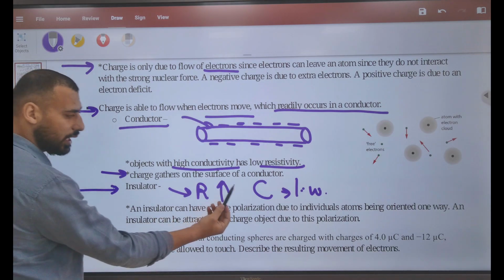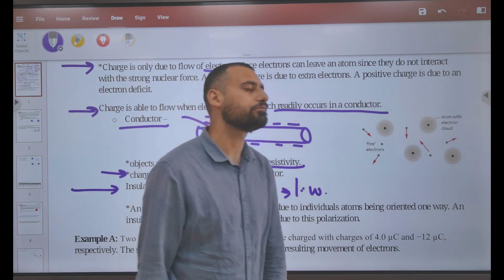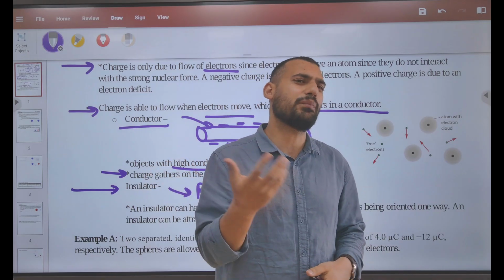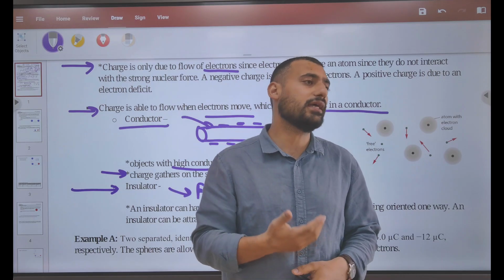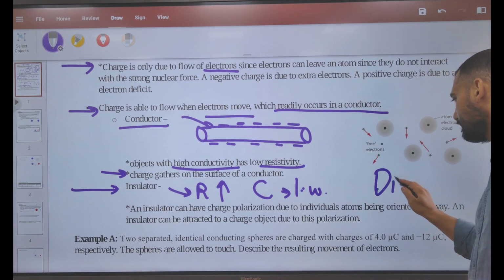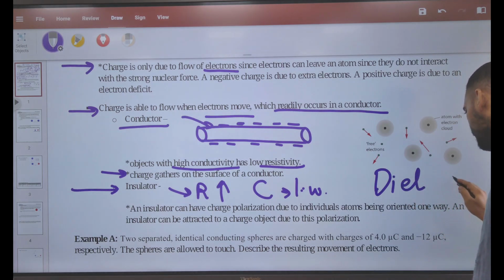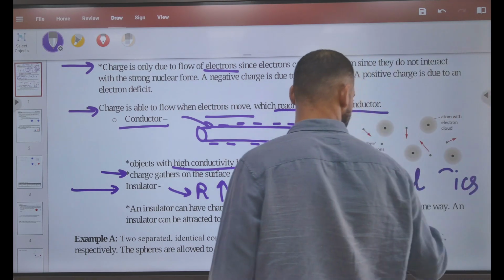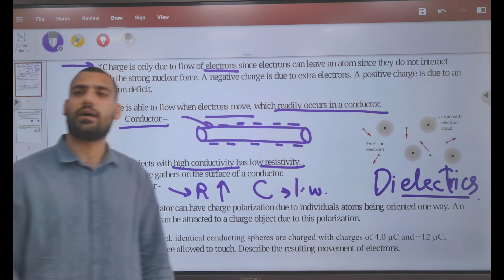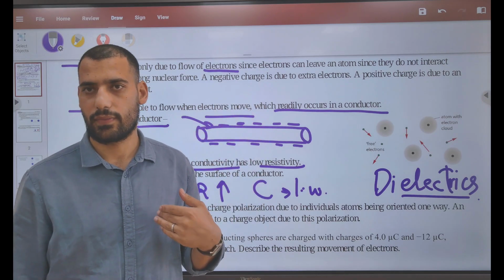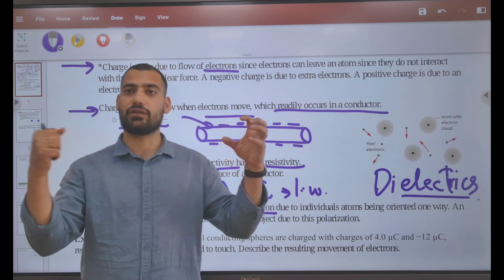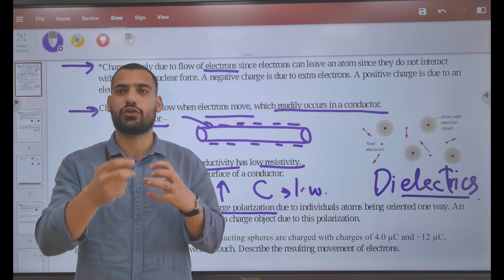So an insulator can have charge polarization. Sometimes, when you talk about insulators, generally speaking, they are not conducting, okay? But sometimes you can polarize them. Then they are called dielectrics. What are they called? They are called dielectrics. So sometimes there is an insulator and it starts to conduct. How? The method is called charge polarization.